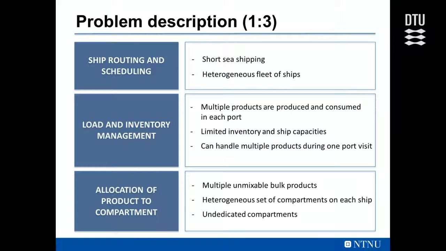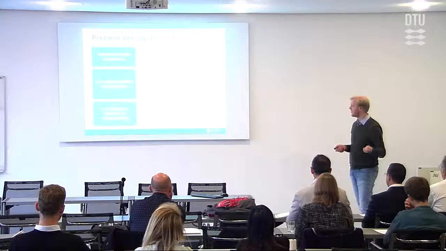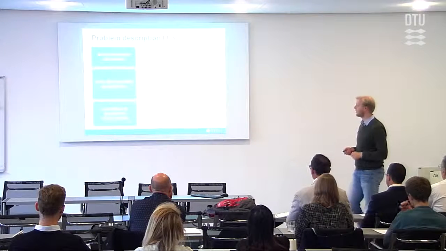Then when it comes to the load and inventory management, we have multiple products, and they are produced and consumed in each port. So one port can be a production port for one product and a consumption port for another. And then at the next port, different products are produced and consumed. There are, of course, limited inventory and ship capacities, so we cannot take as much as we want always. And it's also possible to handle multiple products during one port visit. So we visit a port and we can unload some of the products that we have, and then we can load other products.